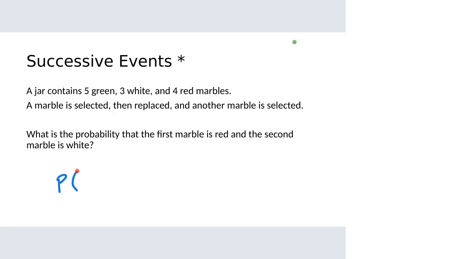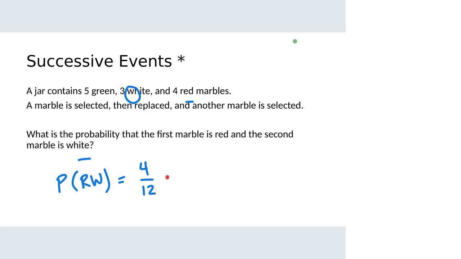We need the probability that we get red followed by white. And so we're going to find the probability that the first one is red, and that's going to be 4 out of 12. And then the probability that the second one is white, which is going to be, let's see, that's going to be 3 out of 12. Sorry about those circles. There we go. Now we should be a little better.